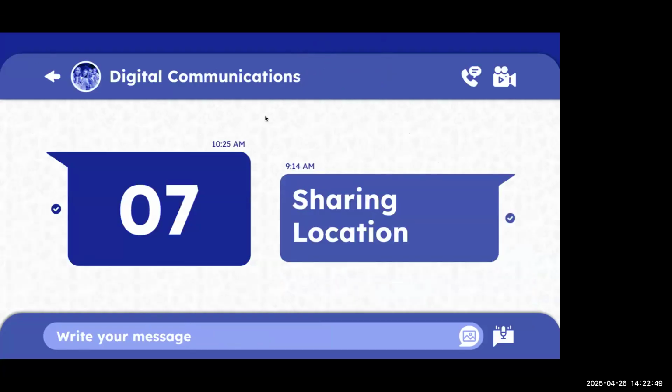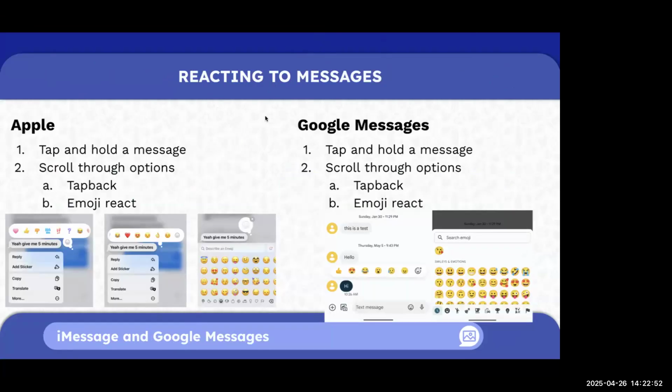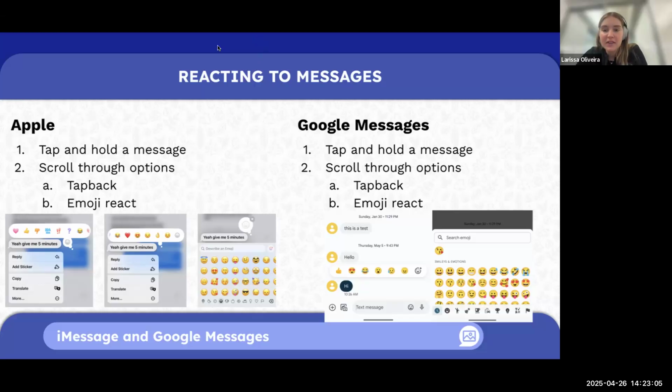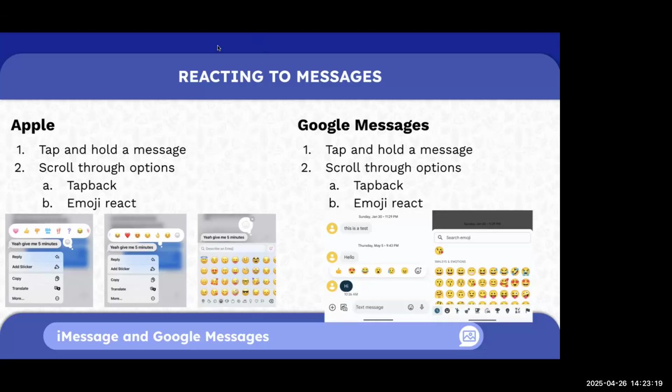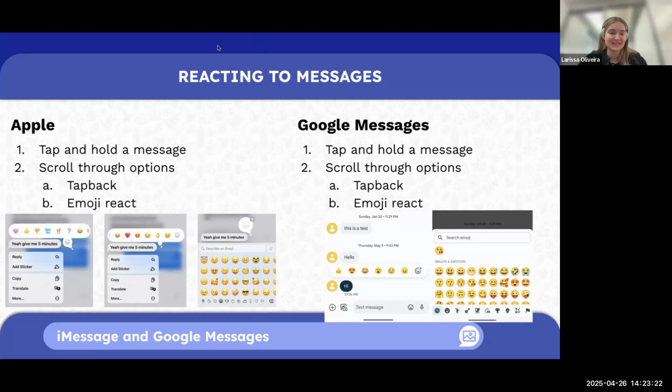When on Google Messages, the last screen where you say scroll through options and number 2A says tap back. Does that mean you want us to tap the back button? No, I think the tap back button just means all of the preset little emoji options or like other icons. Oh, okay. I've got it. Thank you. Yeah, no worries.